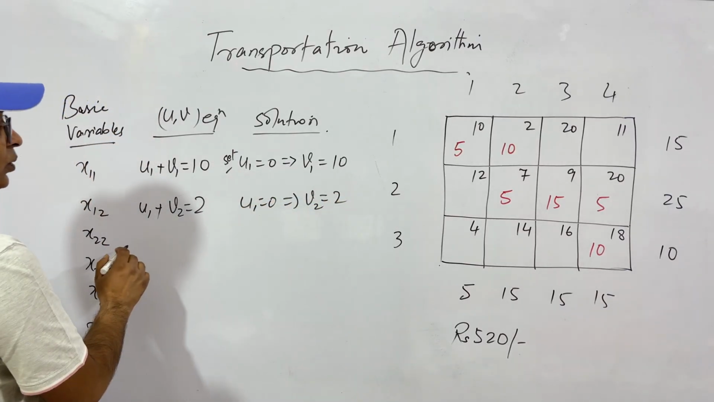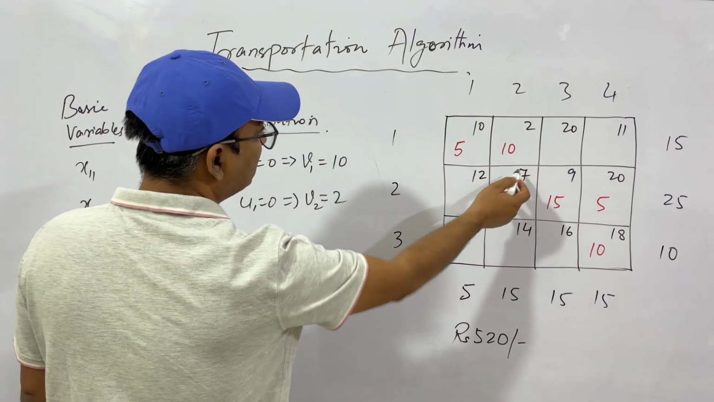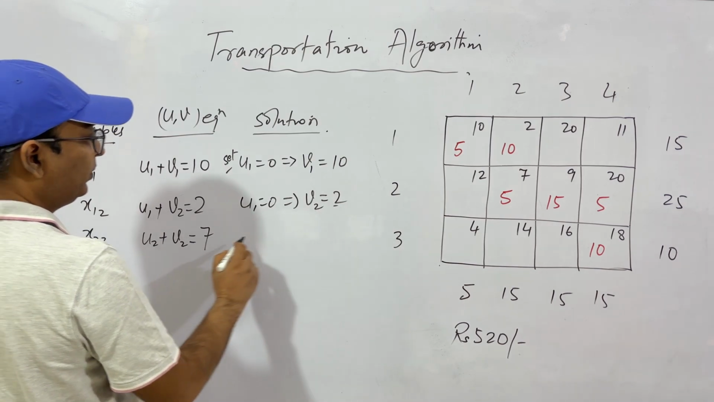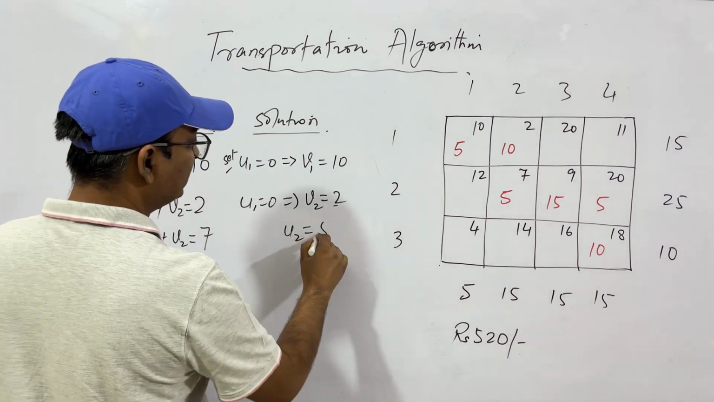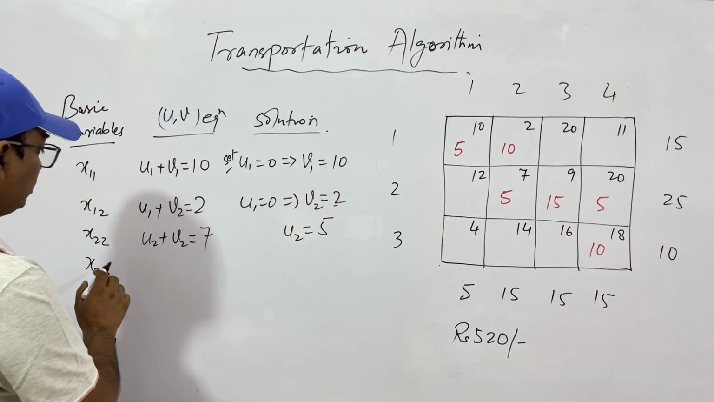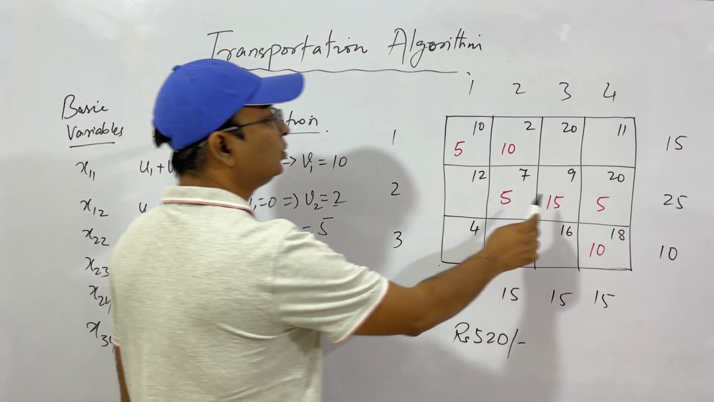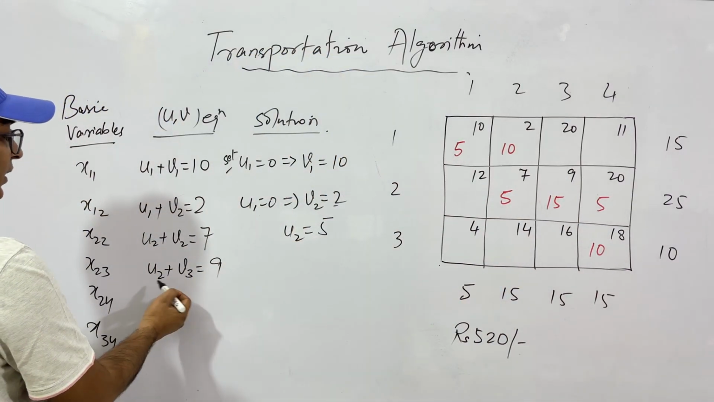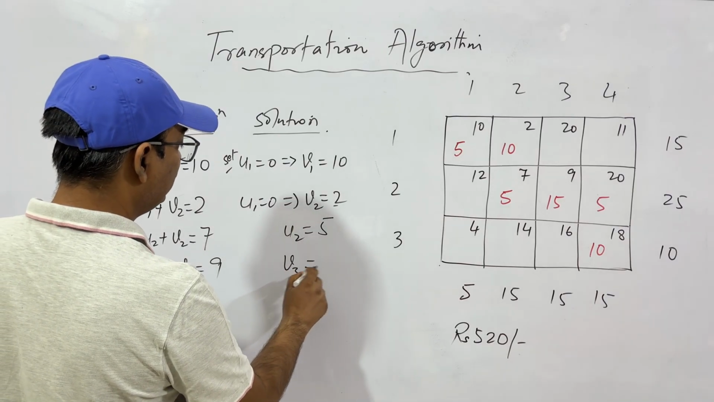Third, x22. So this is u2 plus v2 equal to 7, the cost is 7. Now we have the value of v2 as 2, so u2 will be 7 minus 2, 5. Okay. Now x23. It will be u2 plus v3 equal to 9. We have the value of u2, 5, so v3 will be 9 minus 5, that is 4. So we get the value v3 as 4.